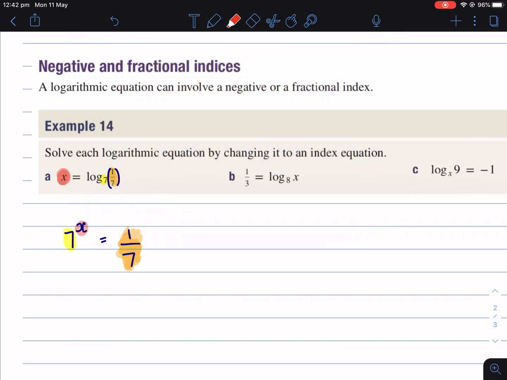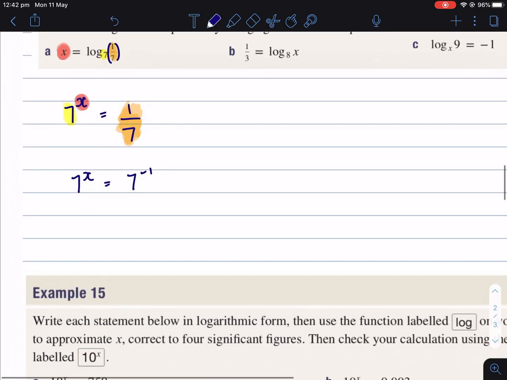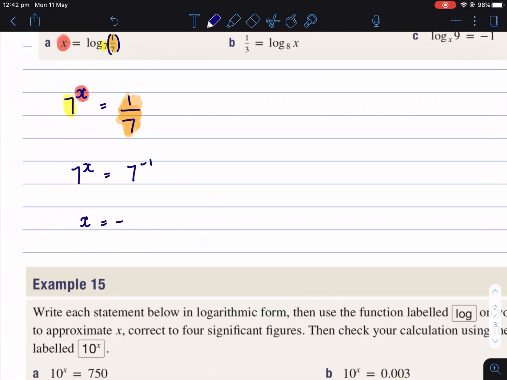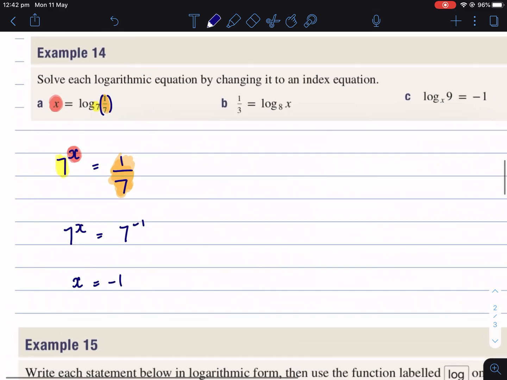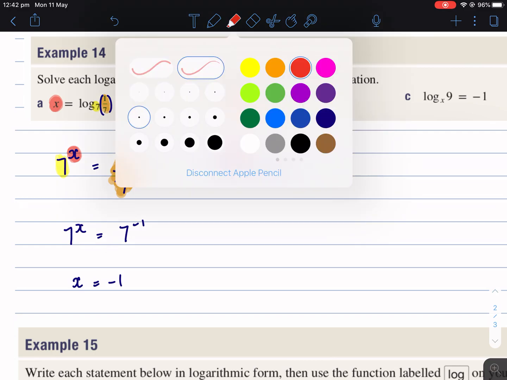And whatever's here is the power. So if we wanted to know what that is, well, that's 7 to the minus 1, isn't it? So x equals negative 1. And here we've got 8 to the 1/3 equals x. So here the 1/3 was in the position of the x in the previous question.